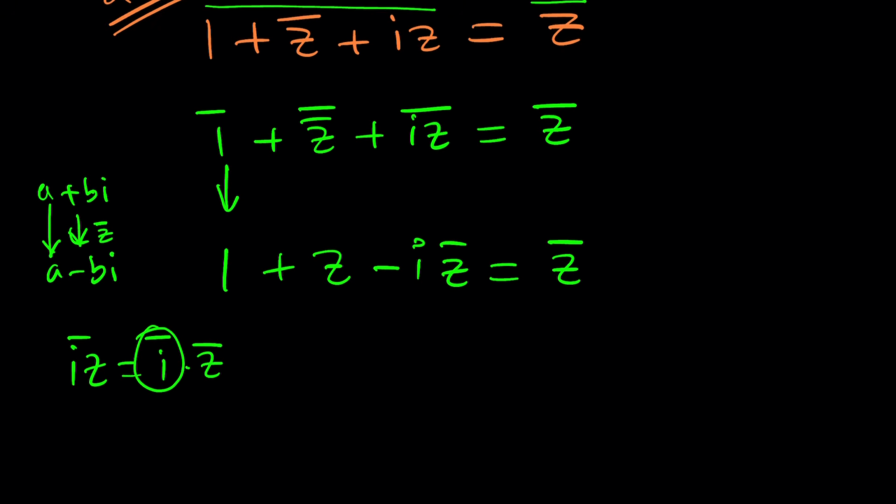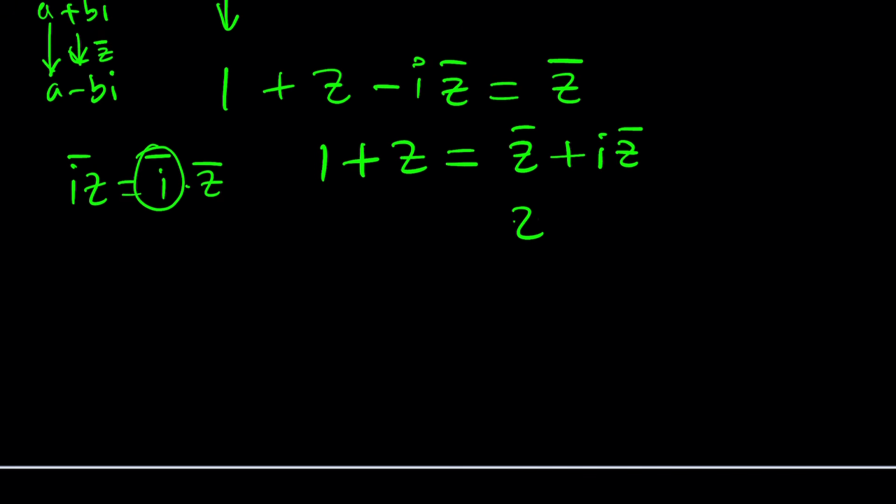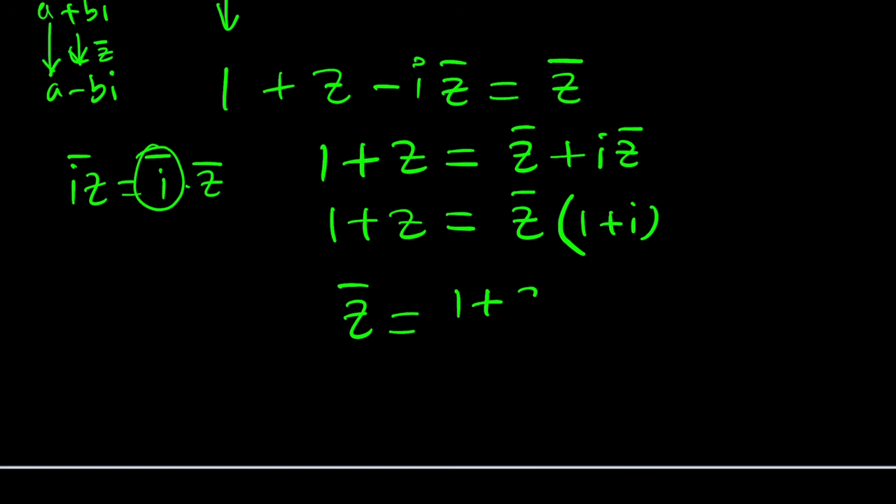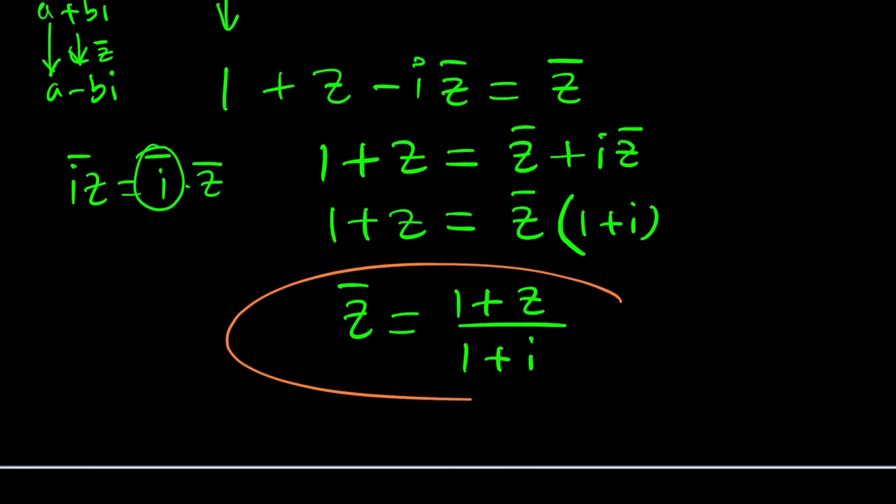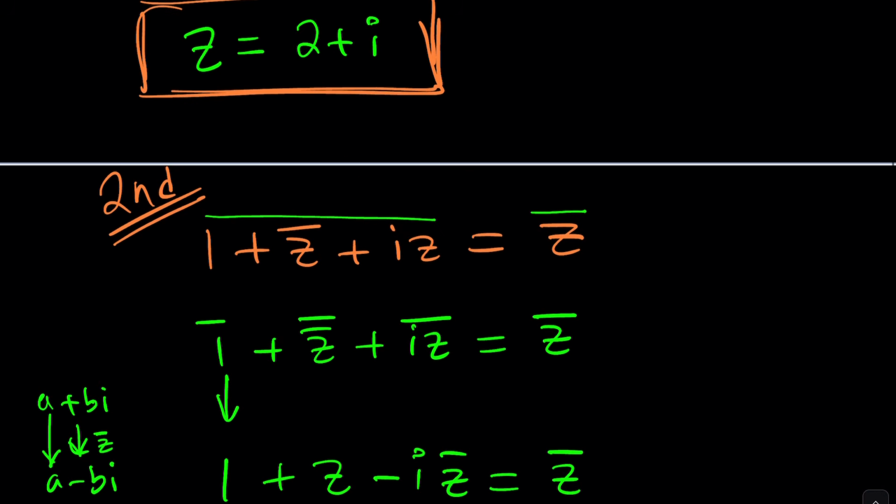One method which I really like is to solve and substitute. So I'm going to go ahead and add iz bar to both sides, and then factor out z bar. That's going to give me 1 plus i. And from here, guess what? You can isolate z bar. z bar can be written as 1 plus z divided by 1 plus i, which is nice because then I can use substitution because I have another equation.